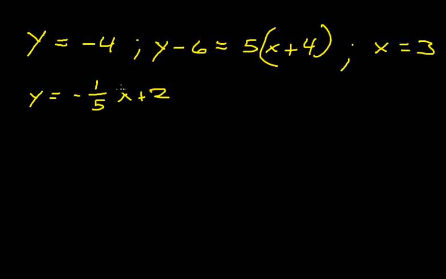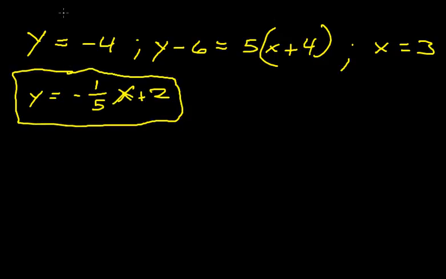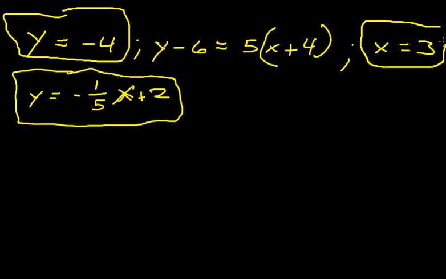And then the last one you end up having is y equals -1/5 x plus 2. Well, this is already in slope-intercept form, so you don't need to do any conversions. This equation is simplified to where you can't do any more work, and the same over here. So the only one that you're really going to mess with is y minus 6 equals 5 times the quantity x plus 4. So let's write that down right here.